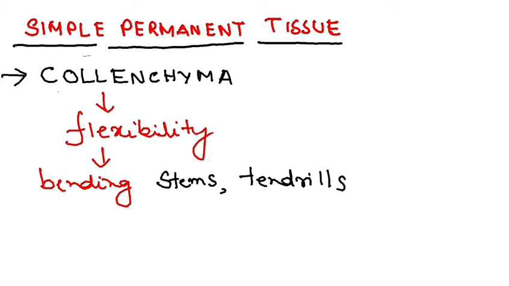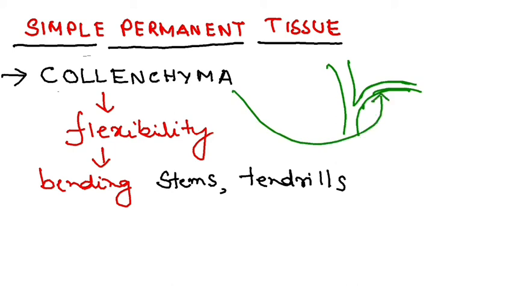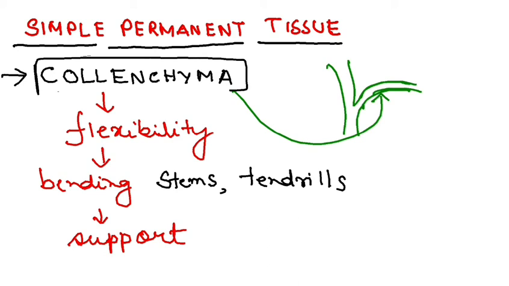right? So for example, if the stem is bending, right, this bending is because of collenchyma only. All right, and it also provides support to the plant. All right, so these are the functions of collenchyma. There is one more kind. Let's go to that kind now.